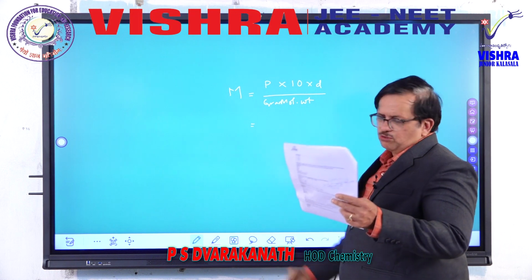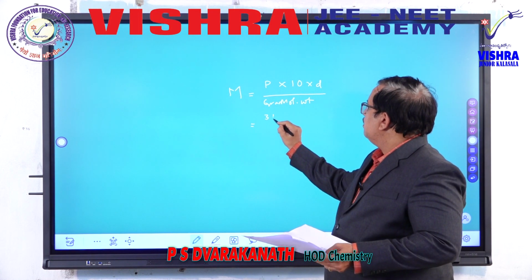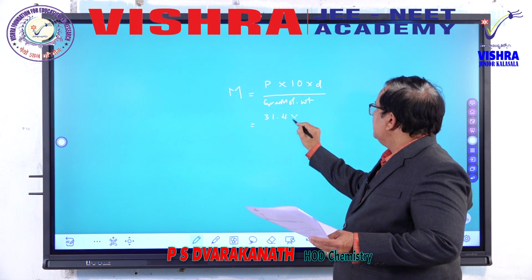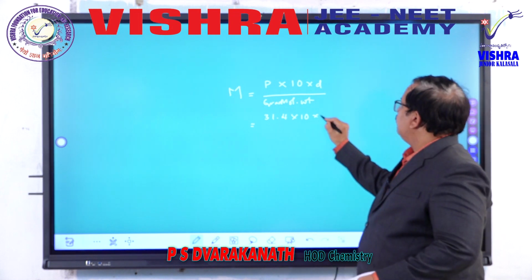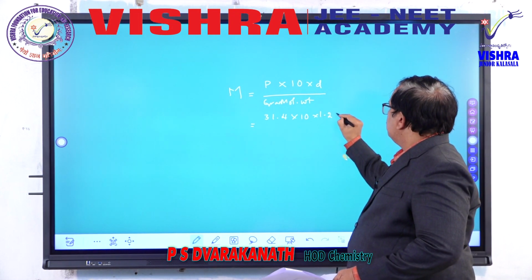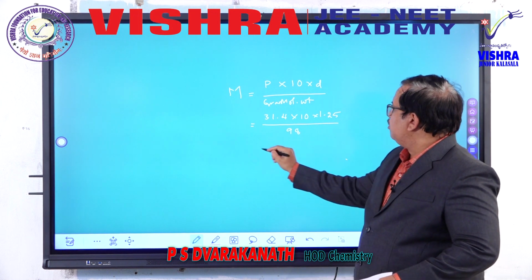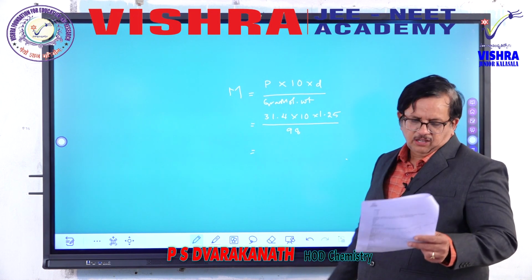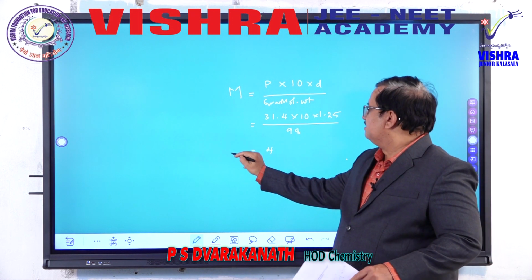If you substitute the values: 31.4% into 10 into the density that is given, 1.25, divided by 98. How much do you get? You get 4.005. Therefore, 4 is the answer.